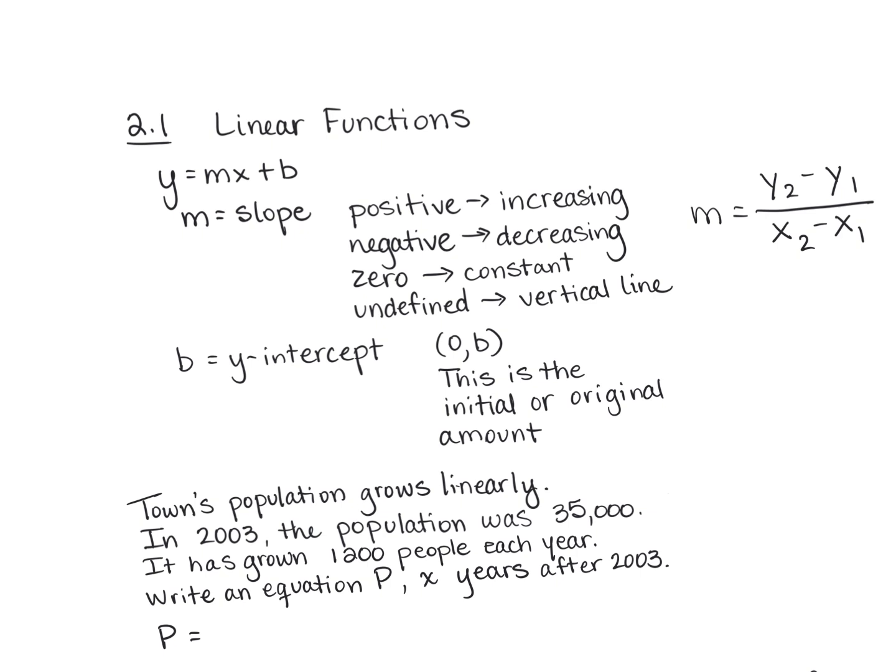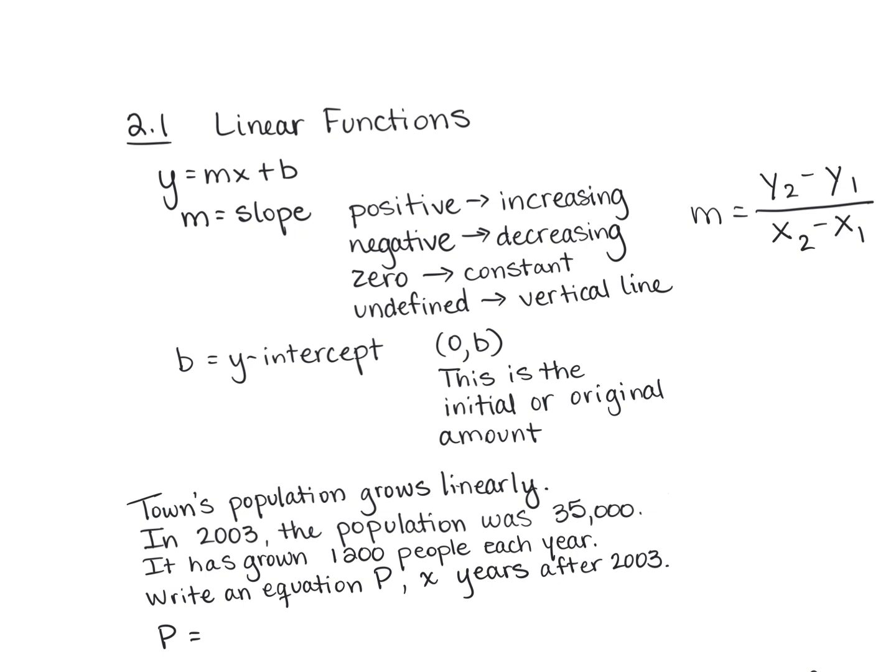So our slope-intercept form is y equals mx plus b. If the slope is positive, that means that the function itself is increasing from left to right. If it's negative, of course, it's decreasing. If it's 0, it would be a constant function. And then if it's undefined, that gives me a vertical line.